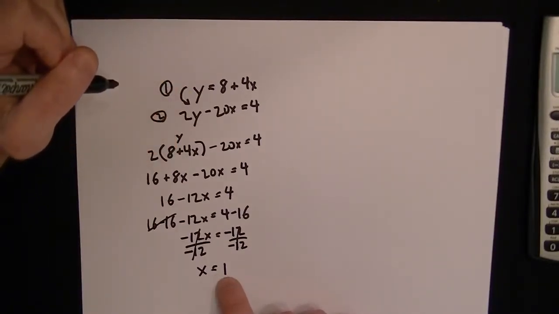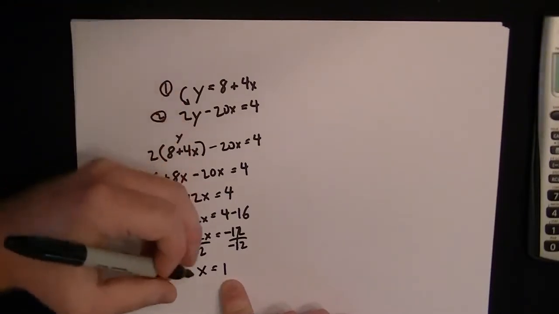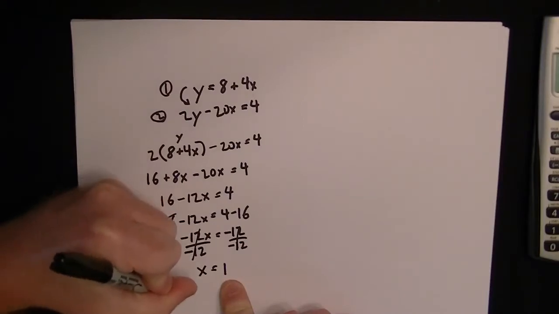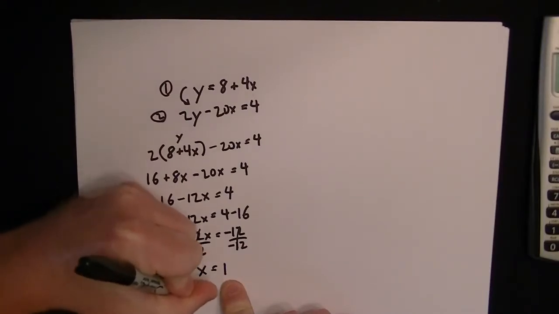So now to figure out what y is, we can use this x value. And so let's just take equation 1 because it's simpler. We know that y equals 8 plus 4x.